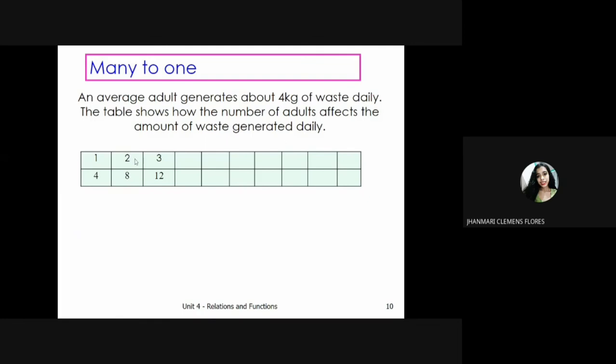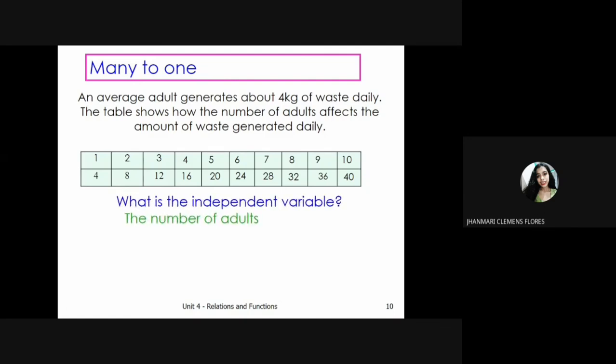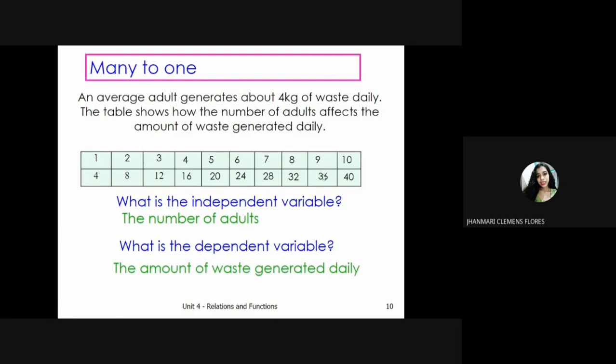Then of course this is what you're gonna do. We're gonna multiply it by the first data here. So 2 times 4 equals 8. So 2 adults generate about 8 kilograms of waste daily. How can we identify which is the independent variable and which is the dependent variable? It's simple. What is the independent variable? The total number of adults. It is the independent variable because it can stand alone. Then its relationship with the waste generated, which is the dependent variable, the amount of waste generated daily.